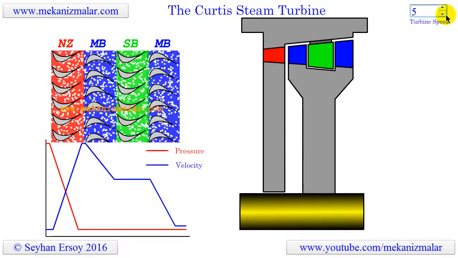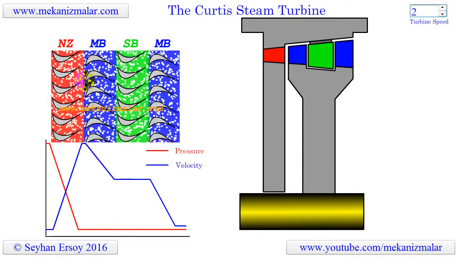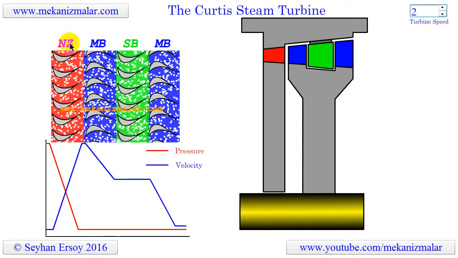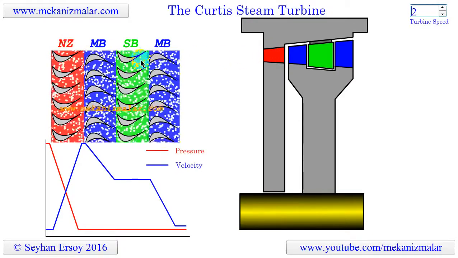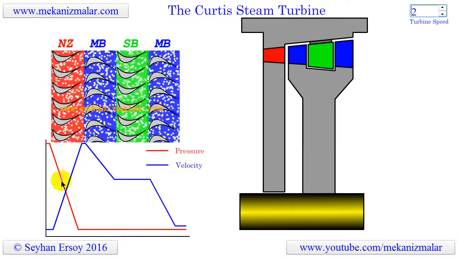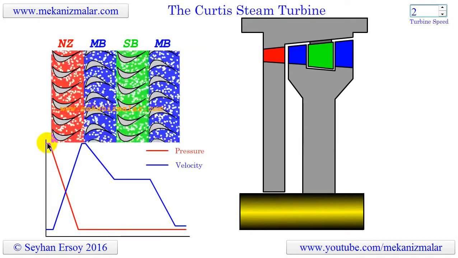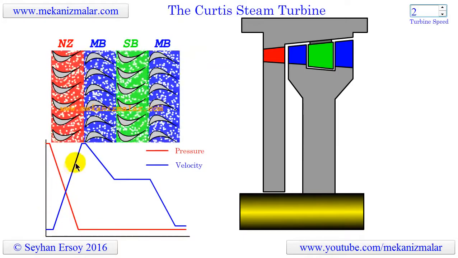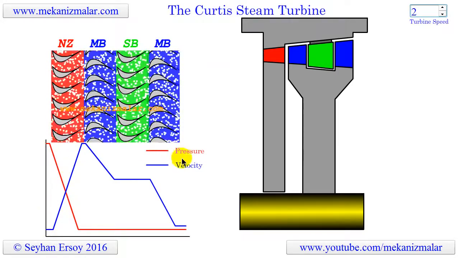The first stage, shown with red color, is where the nozzles are located. This is indicated by NZ characters. Here the steam potential energy is converted to kinetic energy. As you can see in the plot, this stage corresponds to a substantial pressure drop, which in turn increases the velocity of the steam proportionally.